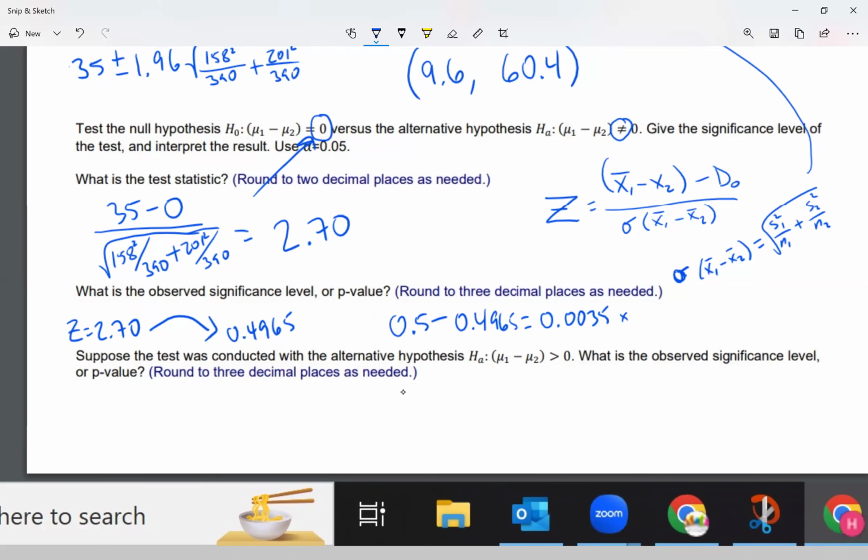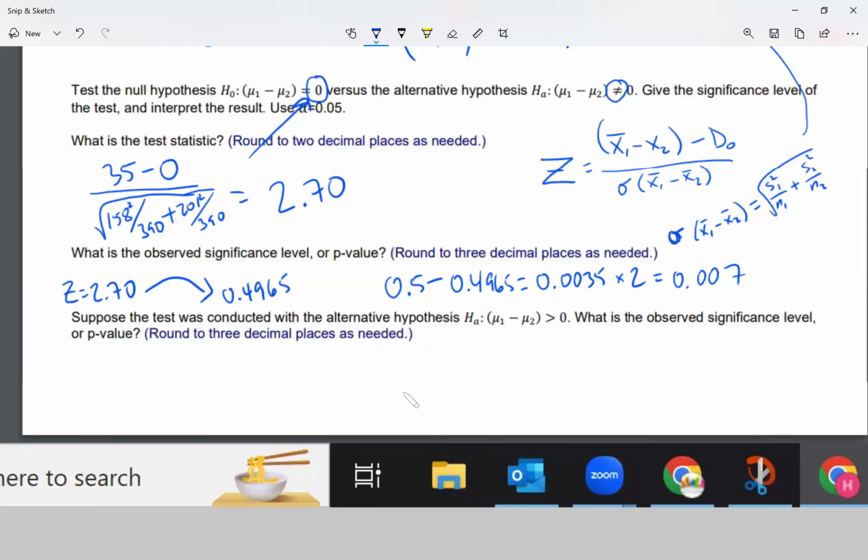So here my result, let me multiply this by 2. So I'm going to go 0.0035 times 2, again, because my alternate hypothesis had the not equal to. Okay, so 0.0035 times 2 gives me 0.007. My answer should be in 3 decimal places, so I'm good. 0.007 sounds right. Now let me continue reading.